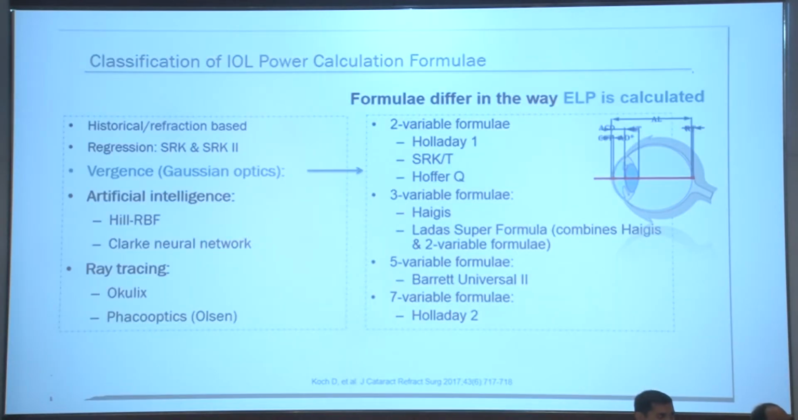Now the classification of IOL power calculations, from the historical method to the regression based method. The Vergence formulas, which are based on Gaussian optics, use different variables. Two variables: axial length and corneal power. Three variables: they also consider the anterior chamber depth. Five variables: they consider the lens thickness and the white to white, as in the Barrett Universal. And seven variable formulas also use the preoperative refraction and the age of the patient.